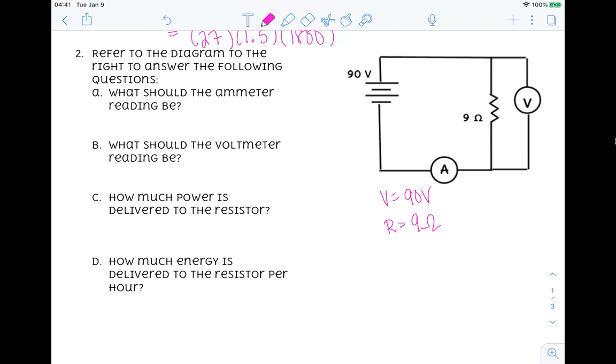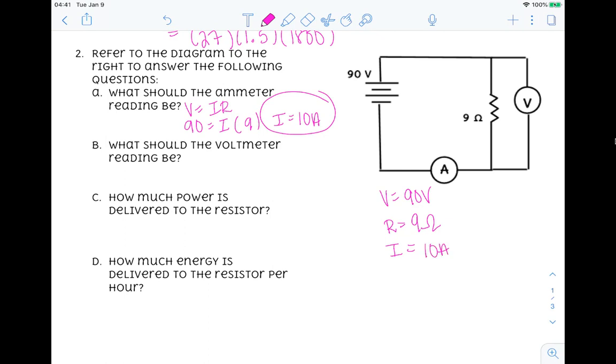The first question asks us, what is the ammeter reading? The ammeter, we know, is going to measure our current. Again, I'm going to use V equals IR. V is 90 volts, which is equal to I times 9. I should be equal to 10 amps. Once I solve for that, I could then plug it into my givens on the side.